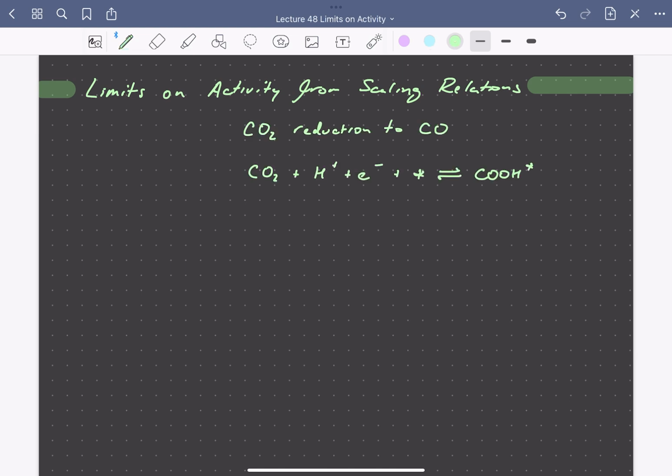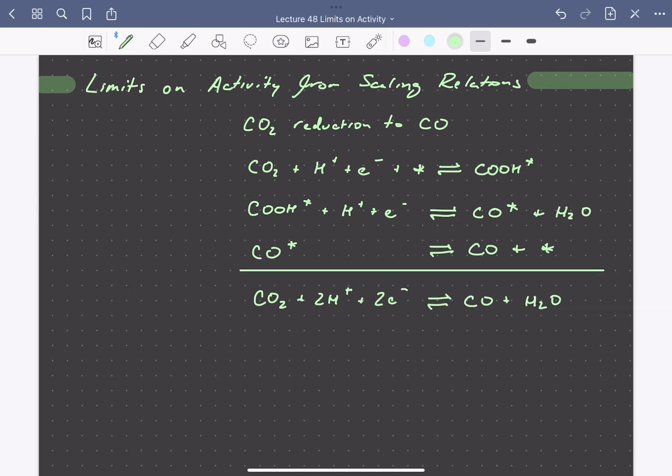CO2 undergoes a proton-coupled electron transfer step to form adsorbed COOH. That COOH molecule can be dehydrated through another proton-coupled electron transfer step to form adsorbed carbon monoxide and water. And finally, CO can desorb from the surface of the catalyst. So our overall reaction here is CO2 reacting with 2 protons and 2 electrons to form CO and water. The 2 protons and electrons are produced by a corresponding electrochemical oxidation reaction, such as water oxidation.